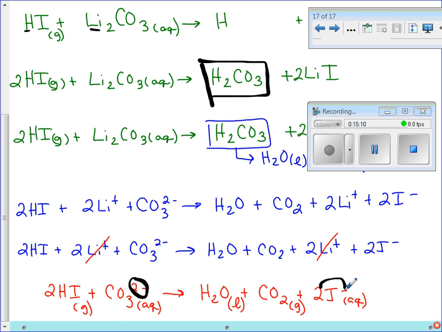If you're not charge balanced in your net ionic equation, you're going to get dinged for that on the AP exam and on any sort of test for me. So please make sure you charge balance and carry your charges through both your complete and your net ionic equation.